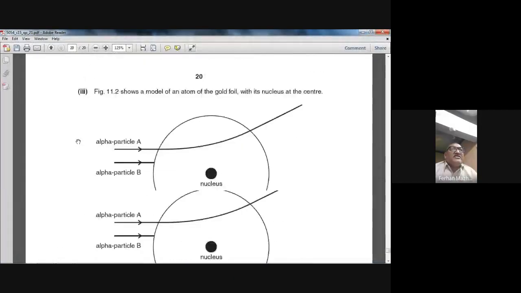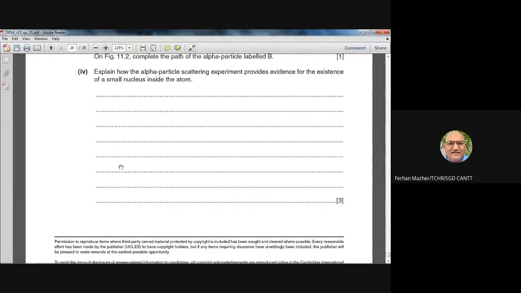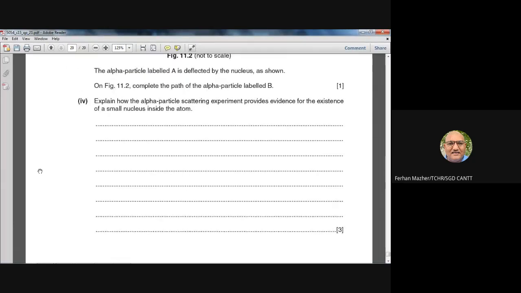This is a 3-mark question, and there you can see 1, 2, 3, 4, 5, 6, 7, 8 lines are given for this answer. It's a 3-mark question: explain how the alpha particle scattering experiment provides evidence for the existence of a small nucleus inside the atom. Most of the alpha particles went straight through the gold foil undeflected. Some of the alpha particles were deflected at a larger angle, and very few alpha particles were bounced back.